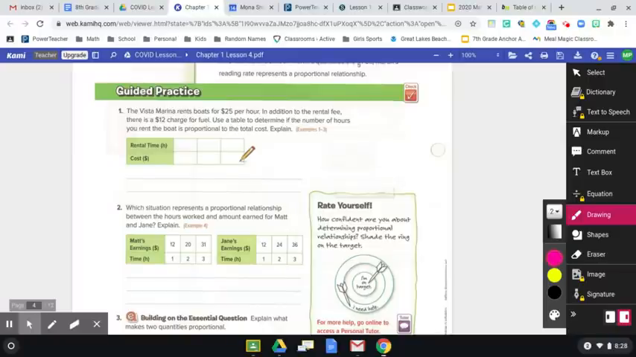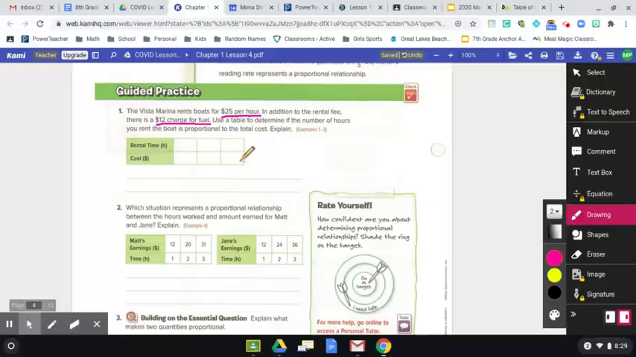So we're going to start in the guided practice on number 1 on page 36. So it says, number 1, the Vista Marina rents boats for $25 per hour. So I'm actually going to underline so I can get my pen there. There we go. There's the unit rate in our story, $25 per hour. Now, in addition to that rental fee, there's also going to be a $12 charge for fuel. So we're going to use this table to determine if the number of hours you rent the boat is proportional to the total cost and be able to explain it.